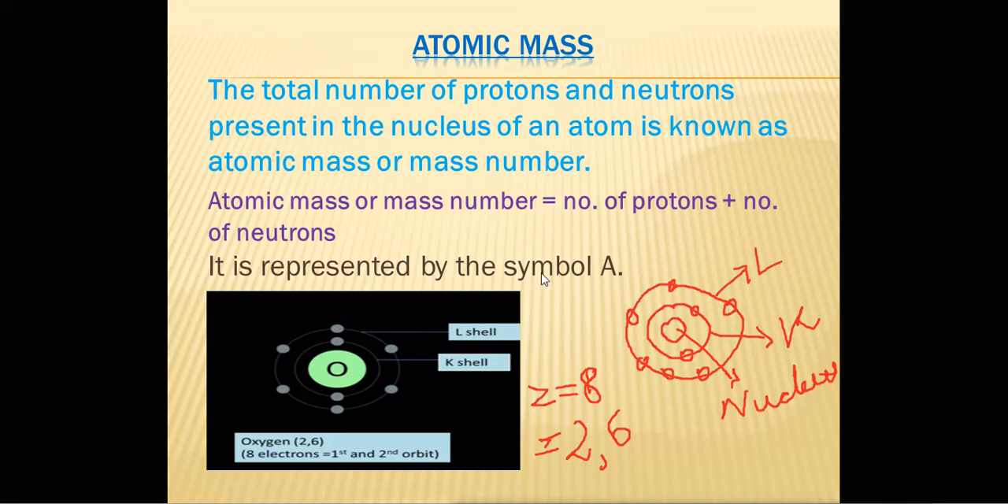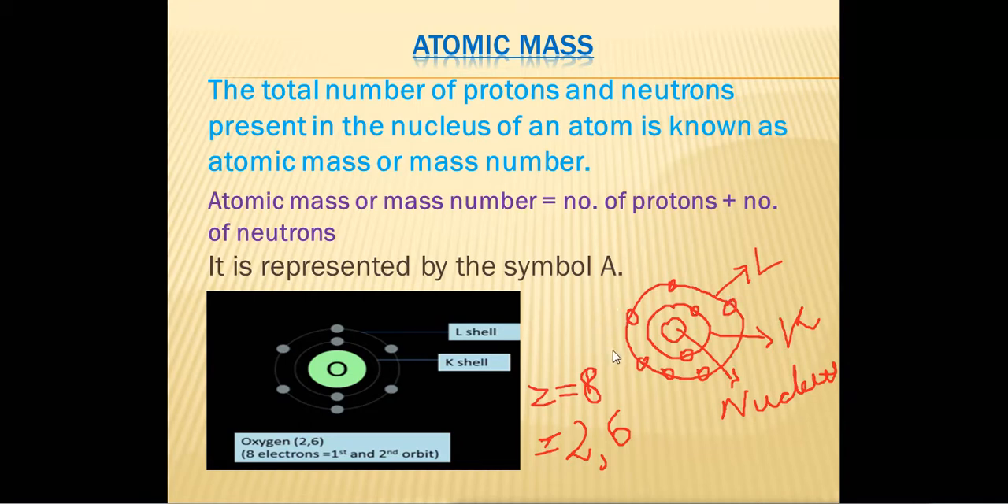Okay, select 6 electrons I have filled in the L shell. So this is the electron distribution of the oxygen atom. 8 is the atomic number. 2 electrons can be filled in the K shell, that is the first shell, and the remaining 6 electrons will go into the L shell. So I have represented the 2 and 6 electrons in the K shell and the L shell.